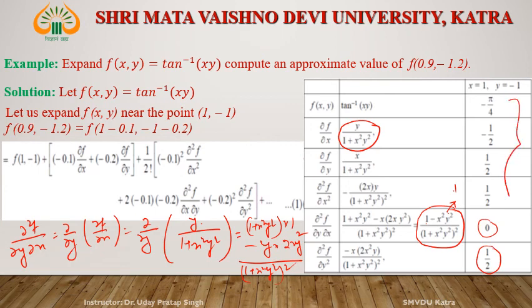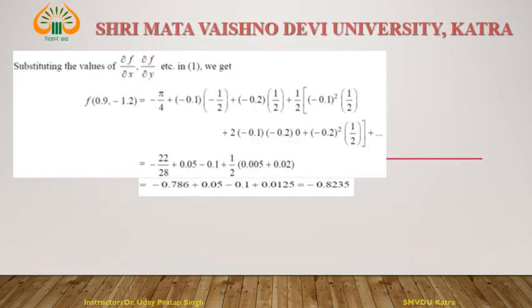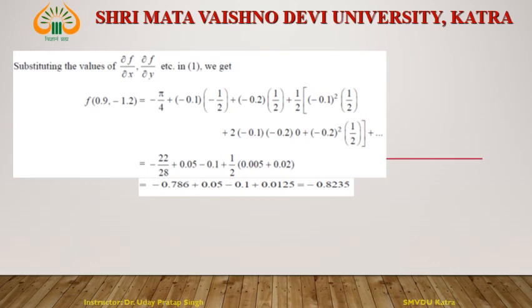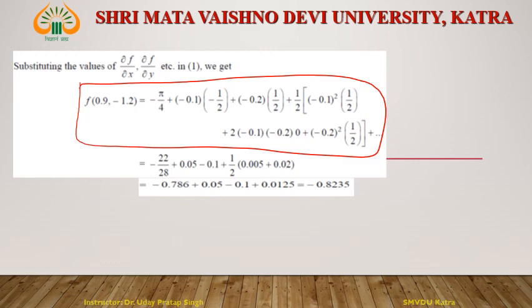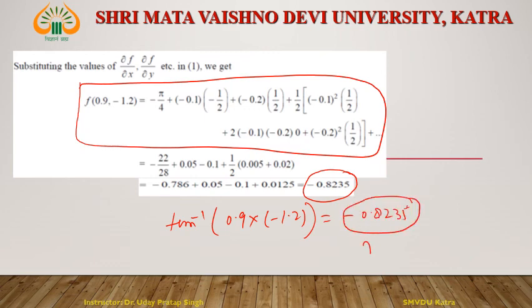Now putting all these values of function and its derivative values in this formula, equation number 1, right? We got this thing, right? After simplifying this, pi by 4, you can evaluate pi by 4. After simplifying this, we got this. It means the value of tan inverse 0.9 into minus 1.2 is equal to minus 0.8235. Okay.